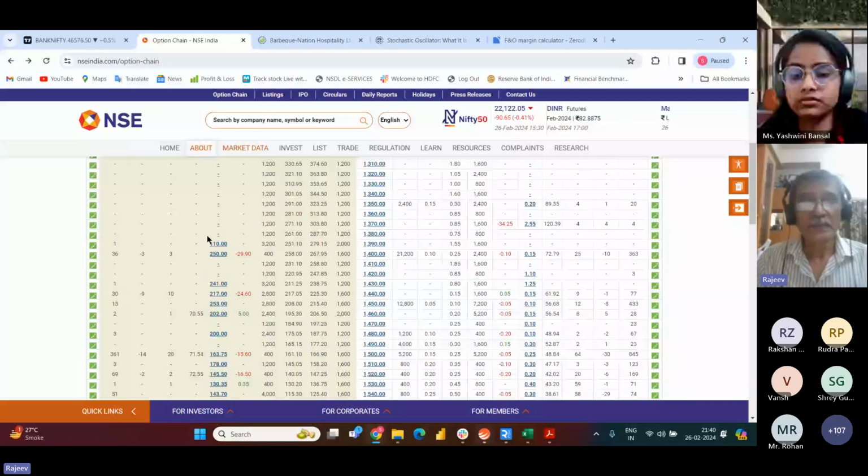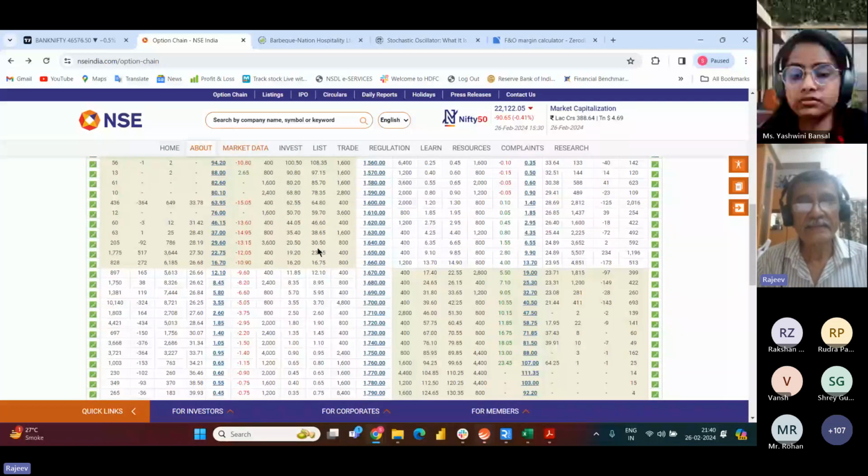For example, if I go back to the ATM level, you will see that for these two prices, ask and bid, there is a difference of almost 55 basis points. This is 16.2 and this is 16.75. What it means is the buyer is ready to pay only 16.2 rupees, whereas the seller wants 16.75 rupees. So this difference is a measure of volatility.